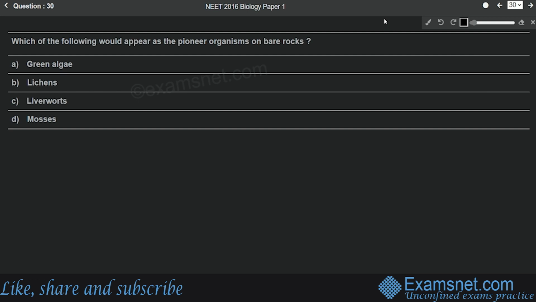Question number 30 is from the chapter Ecosystem, and the question is, which of the following would appear as the pioneer organisms on bare rocks? Options are green algae, lichens, liverworts and mosses. So what are pioneer organisms? These are the organisms which are first to colonize the bare rocks, and bare rocks means there will be no soil there. So which organism will be able to live in such environment? Lichen. Okay. So lichen will be the correct answer. It is the pioneer organism that will colonize the bare rock.